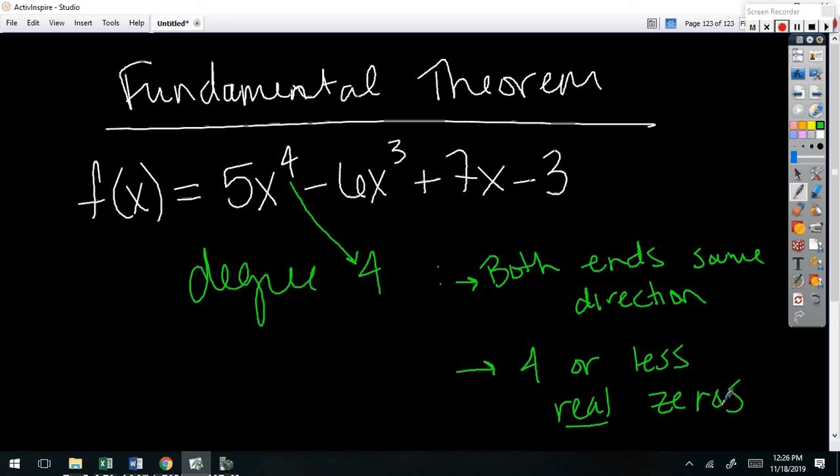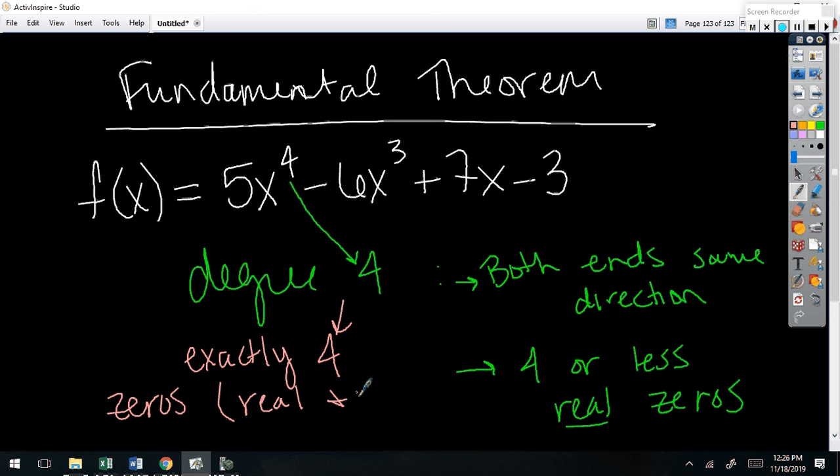Okay? What the fundamental theorem of algebra says is, yes, there might be no more than 4 real zeros, but there are in reality exactly 4 zeros altogether, real and imaginary.